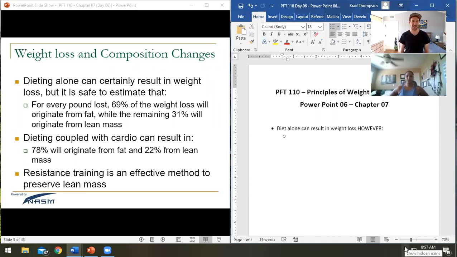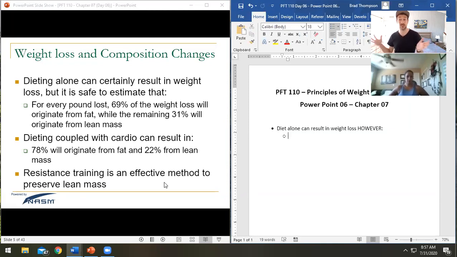Anyway, so dieting coupled with cardio. Cardio is not strength training, right? But it does create some muscular damage. What we have seen there is a 78% mass loss from fat and 22% from lean muscle, which is better, right? That's definitely a much better ratio. We lose 0.78 pounds of fat and only 0.22 pounds of lean mass.